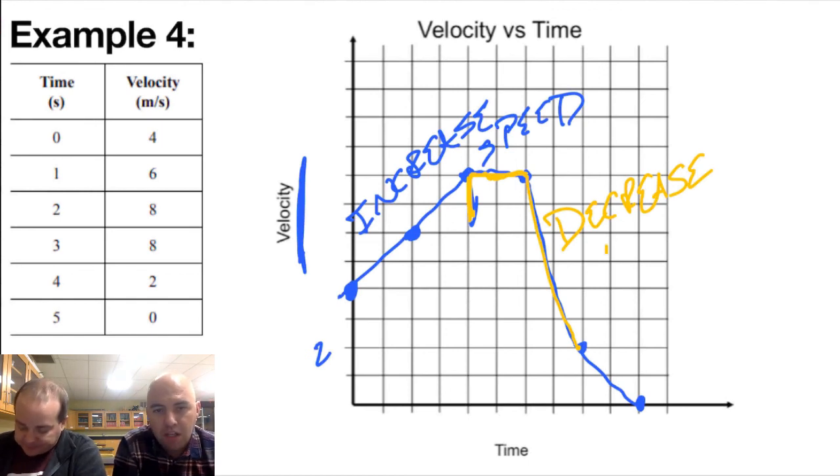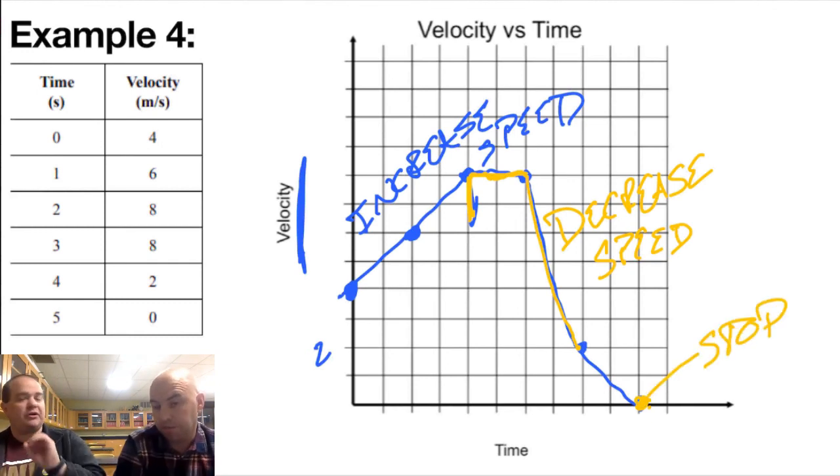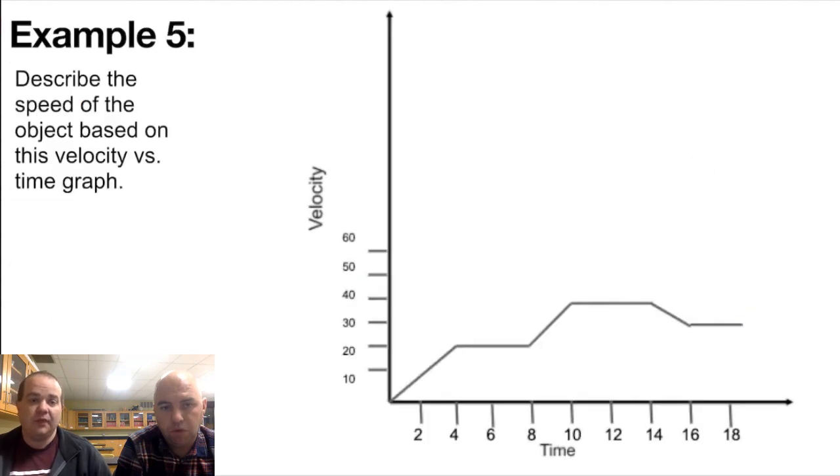Okay, so we decrease our speed at a very fast, constant rate for at least 1 second, because we go from 8 all the way down to 2, and then from 2 to 0. That's when we are at a complete stop, because our velocity is 0. It doesn't mean we're going away from our origin. It just means we have come to a stop at that point.